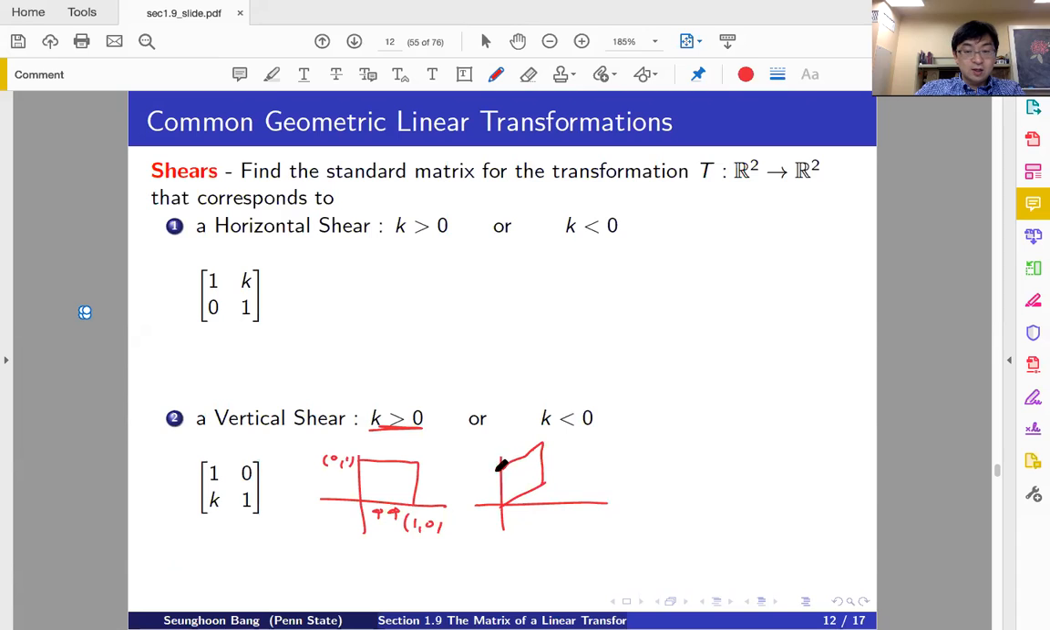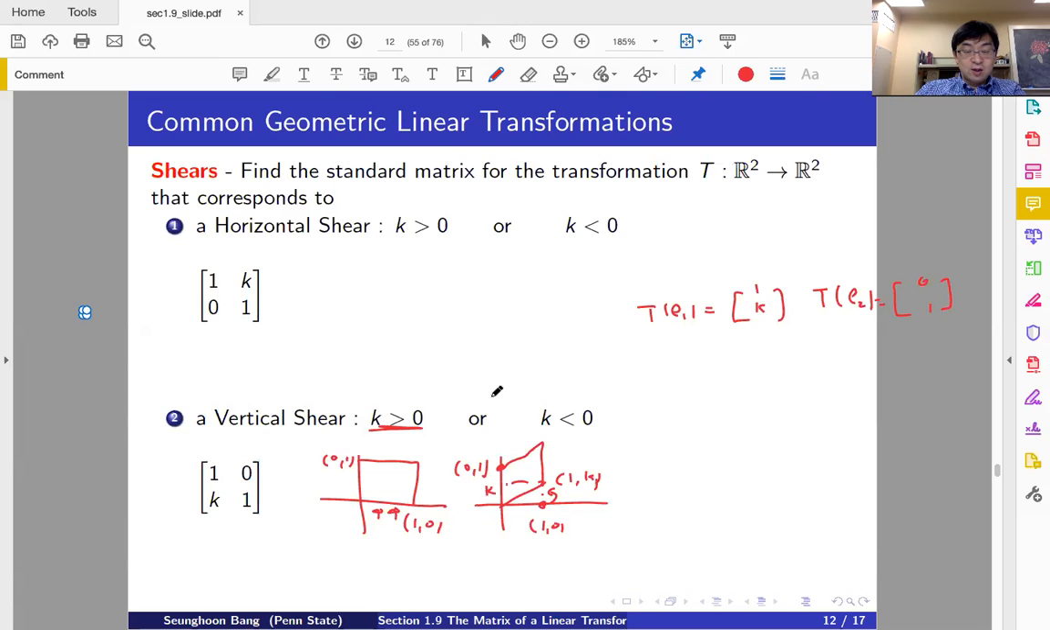Like this, e2 doesn't change. Here, what happens to e1? The (1, 0) moves to here. This point is like k, so we have (1, k). So what's that? We have T(e1) change to (1, k). T(e2) doesn't change, it's (0, 1).